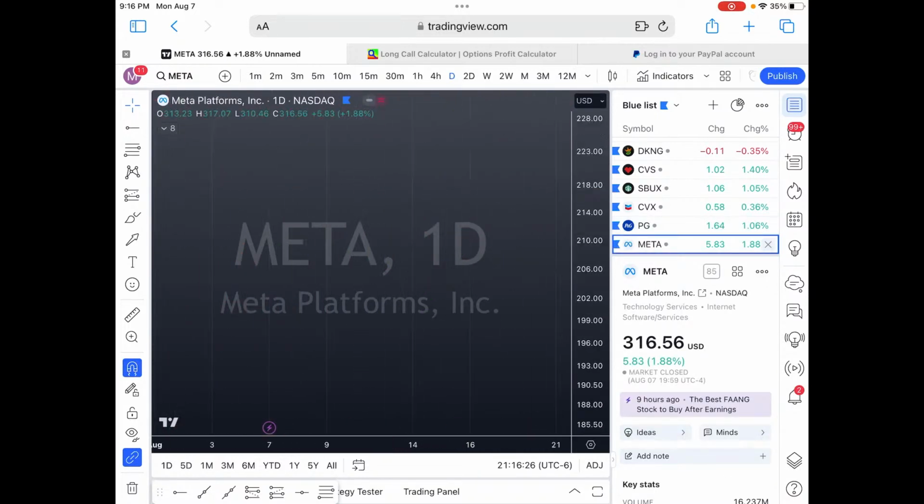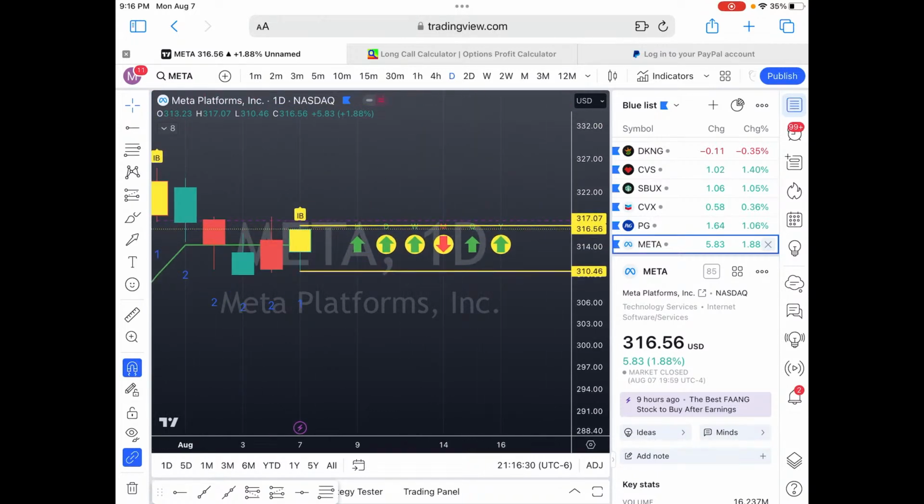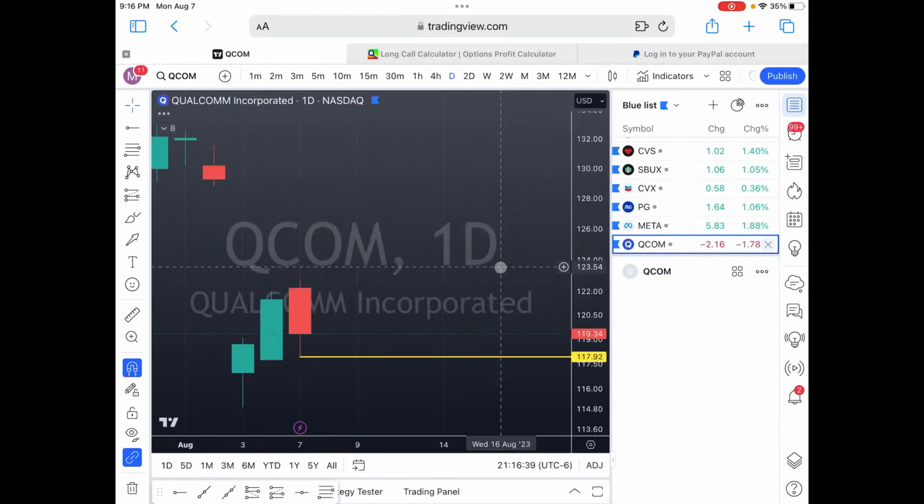On to Meta, that's Facebook. Again, majority of the time frames in our favor. Inside bar, not quite a hammer candle, but it's really close. We can look for calls at 317.07, puts at 316.56.